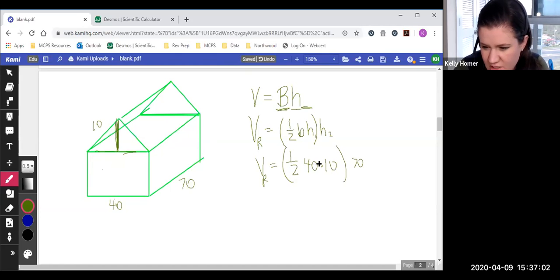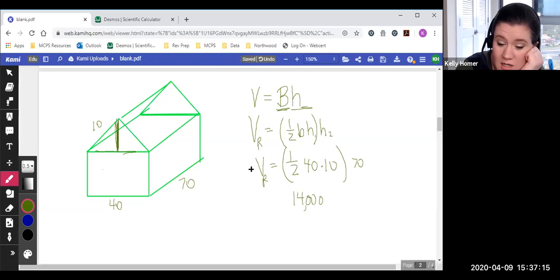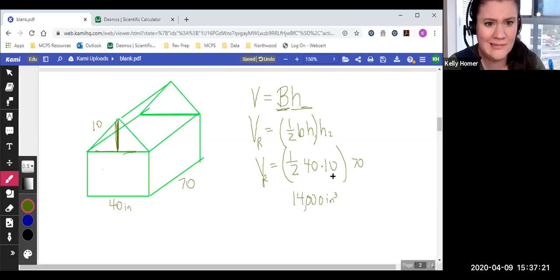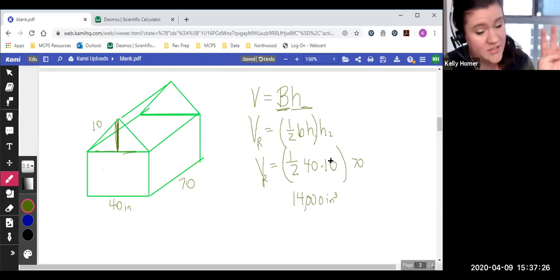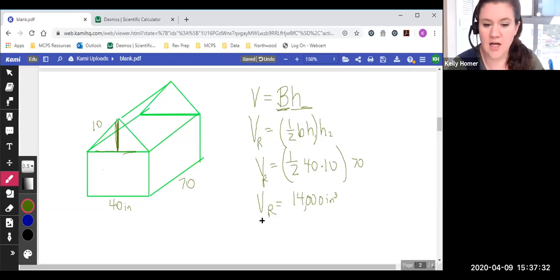All right, so 1/2 of 40 is 20, times 10 is 200, times 70 will be 14, and then that's 200 and then an extra 0. So 14,000 square inches. We're going to call it inches. I didn't write inches, but that's what I'm going to call it. Inches cubed, not square. It's three-dimensional, right? We did base times height, so that's 3D. Okay, so that is my roof. No, I'm just kidding. The roof is there.